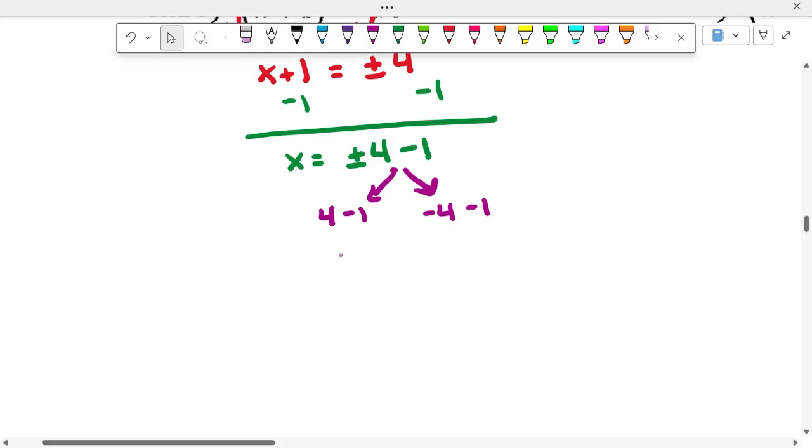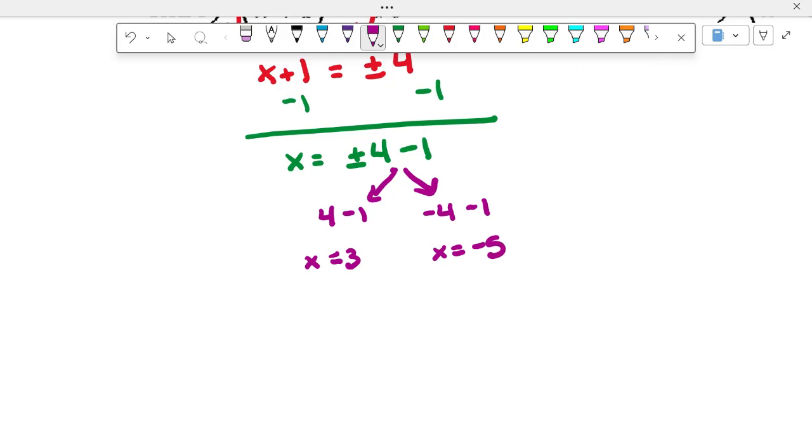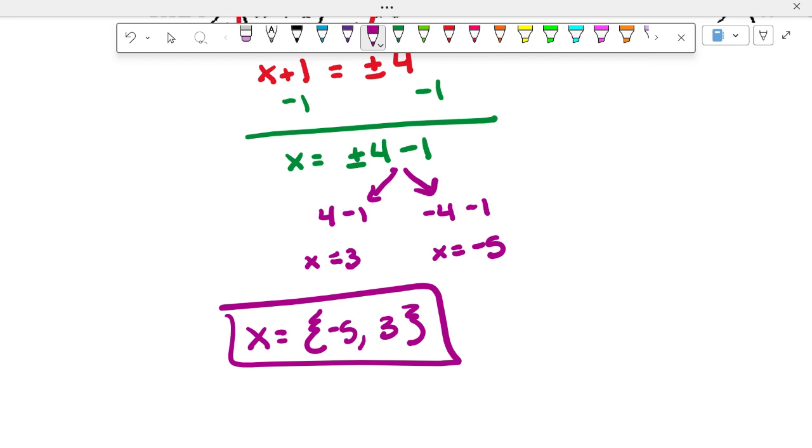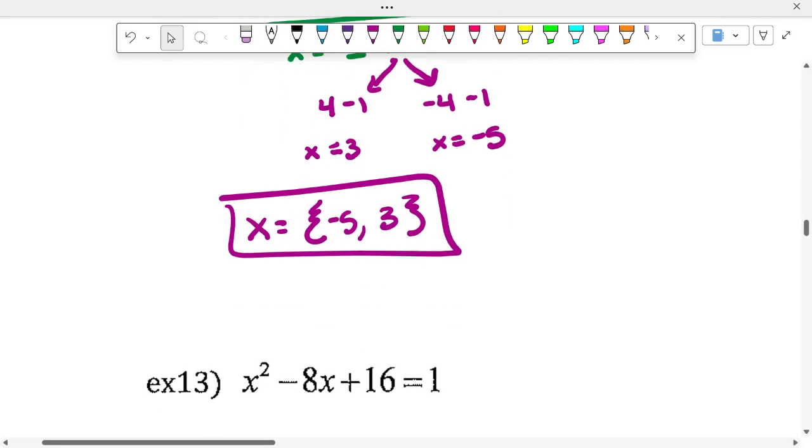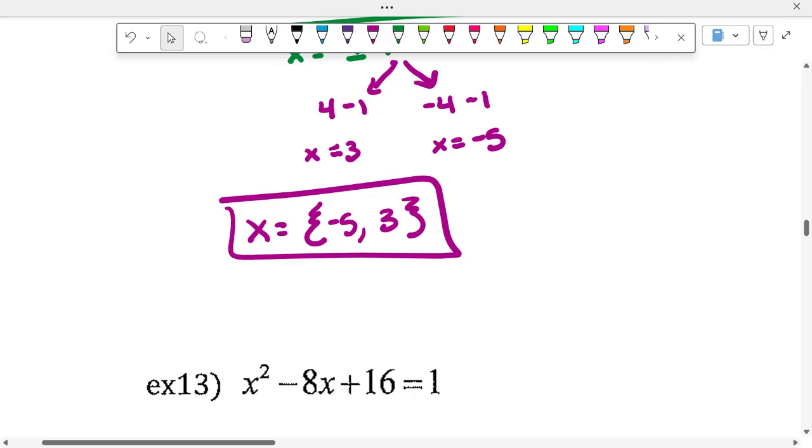So what's 4 minus 1? 3. So x is equal to 3. What's -4 minus 1? -5. So x is equal to -5. So x is equal to the set of -5 and 3. So that one was a nice number.